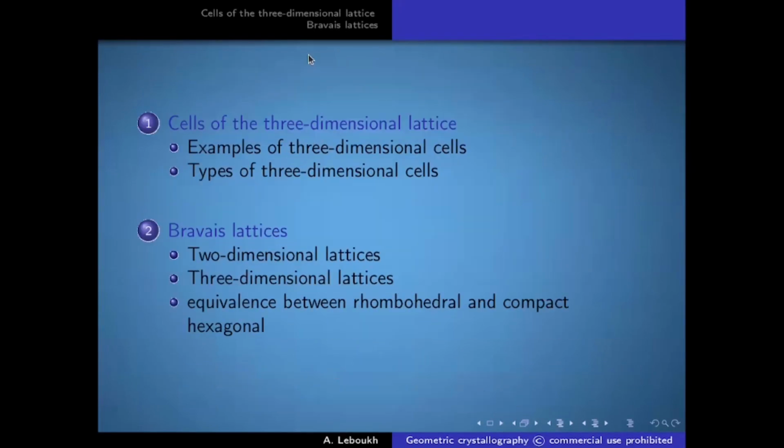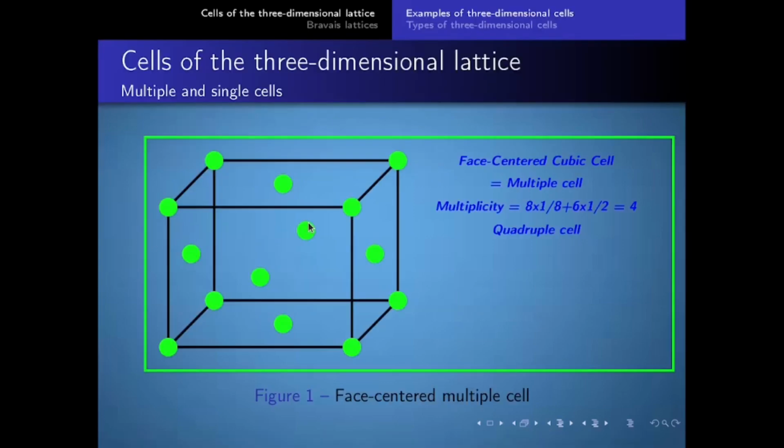In this video, we have to study the two notions of cells of the three-dimensional lattice and the Bravais lattices. If we take a face-centered cubic cell, we have two kinds of patterns, the patterns on the vertices and the patterns in the middle of faces. This cell is said to be a multiple cell because its multiplicity is greater than 1, which is equal to 4, and we say that it is a quadruple cell.